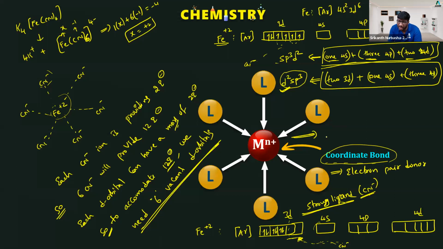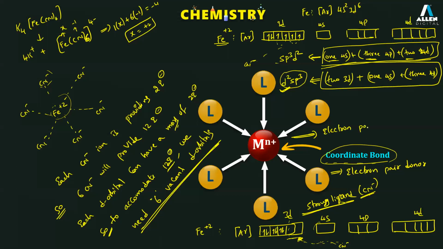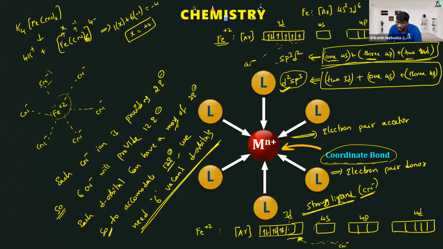What is the electron pair acceptor here? Which is accepting the electrons? The metal ion. So that is your electron pair acceptor, especially called the central metal ion. The electron pair donor is the ligand. In the process of donating electrons, the ligand will form a coordinate bond. Based on the number of ligands, the structure of the complex formed is going to be decided. Is everything clear so far, students? Yes or no?